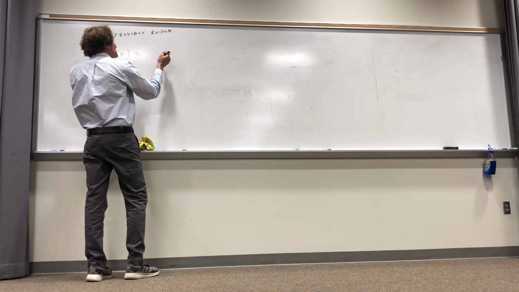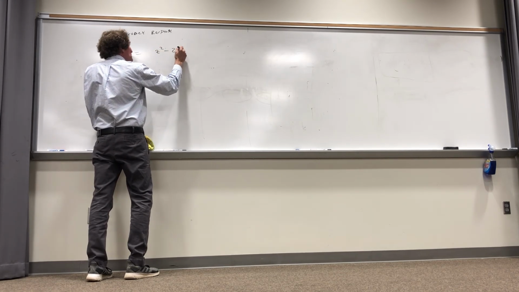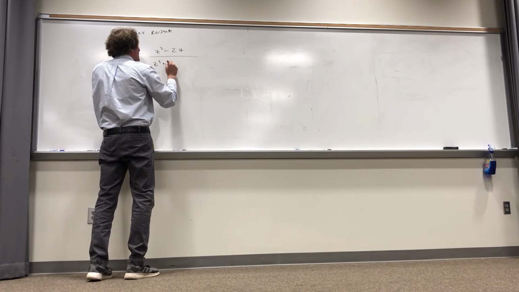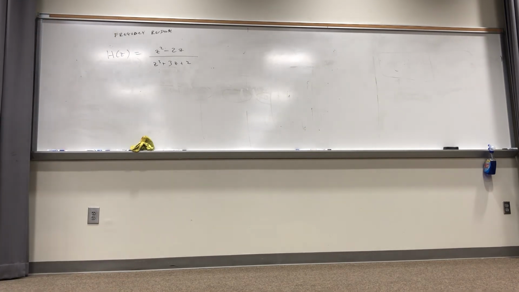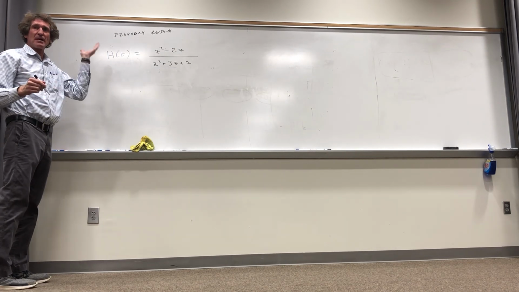If you have any H of z, I'm going to just come up with one. Suppose I have z squared minus 2z over z cubed plus 3z plus 2. Just assume that's it. One of the things you're going to be asked to generate is the frequency response. You're going to need to at least have an understanding to see if it's high pass, low pass, band stop.